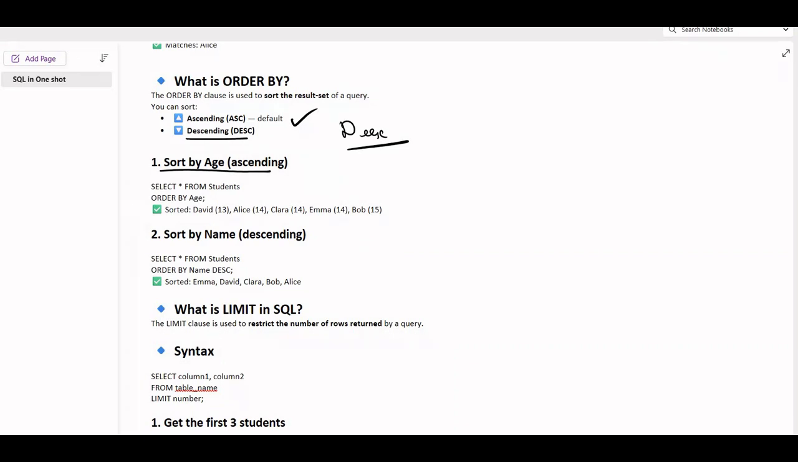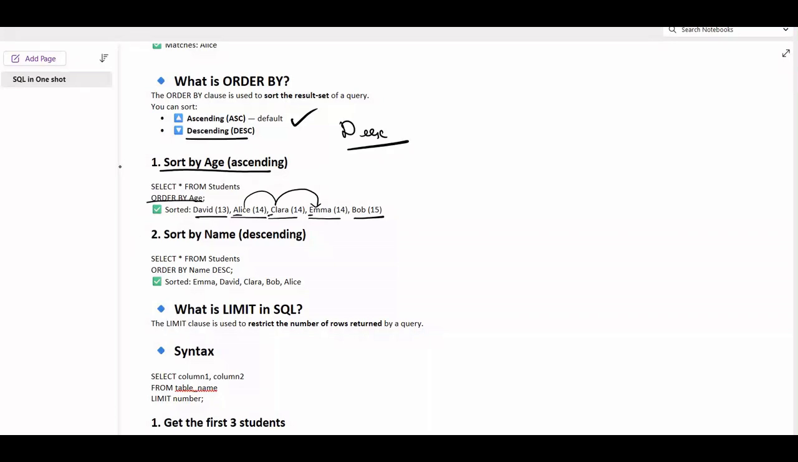Sorry for the mistake, I thought the output here was given wrong. Please note it down: ORDER BY age means, sorry, the output is right. I'm very sorry, I thought it was sort by name. It is right. So ORDER BY age should go from less to more, small to big. David is 13, Alice is 14, Clara 14, Emma 14, and Bob is 15. If members have the same age, it sorts by alphabetical order.